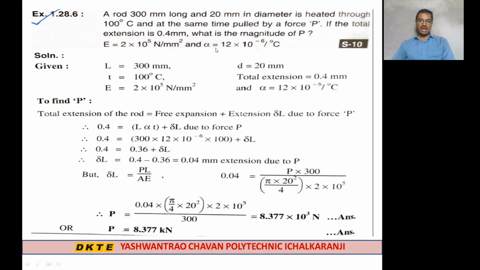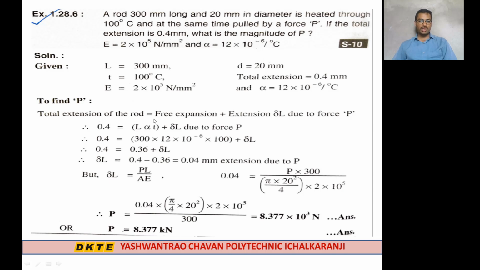E is given, alpha is also given. Length of the rod is 300 millimeter, diameter is 20 millimeter, rising temperature is 100 degrees centigrade. Total extension is 0.4 millimeter. Young's modulus is 2 into 10 raised to 5 Newton per millimeter square and coefficient of expansion alpha is equal to 12 into 10 raised to minus 6 per degree centigrade. Here the total extension of 0.4 millimeter is due to rise in temperature and due to force P. Therefore, we have to use both the formulas.